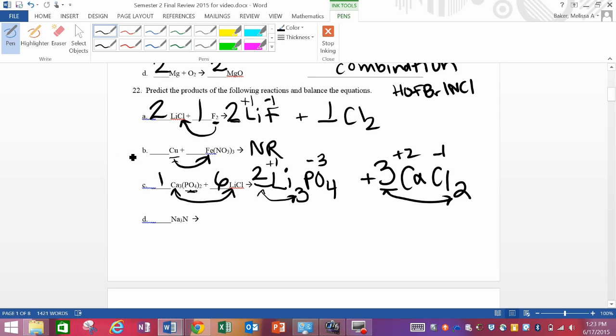Alright, letter D. One thing breaking down. We've got a decomposition reaction. So just break it apart and then think, is either one of these in Hofbrinkel? And N is, so it gets a 2. Now we need to balance it. N2 on the right side, so we need a 2 here, and that makes 6 Na's. So now we're good. 2, 6, 1.